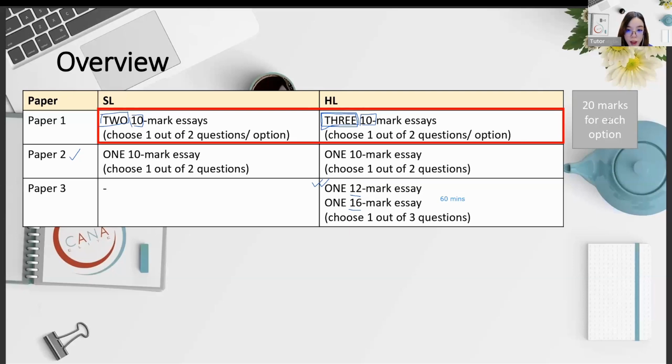So one essay accounts for 50% of the total mark, and that would be quite demanding. Therefore, essay writing skill is really important for both SL and HL students. So that's the overview of essays in the IB Geography paper.